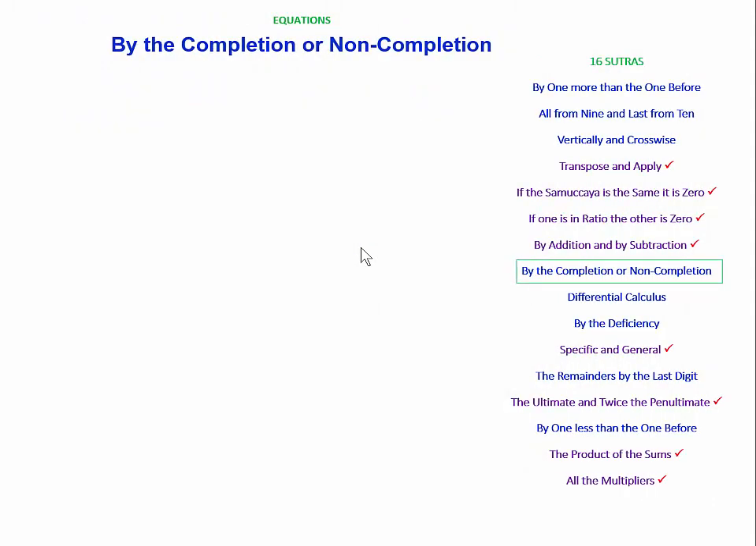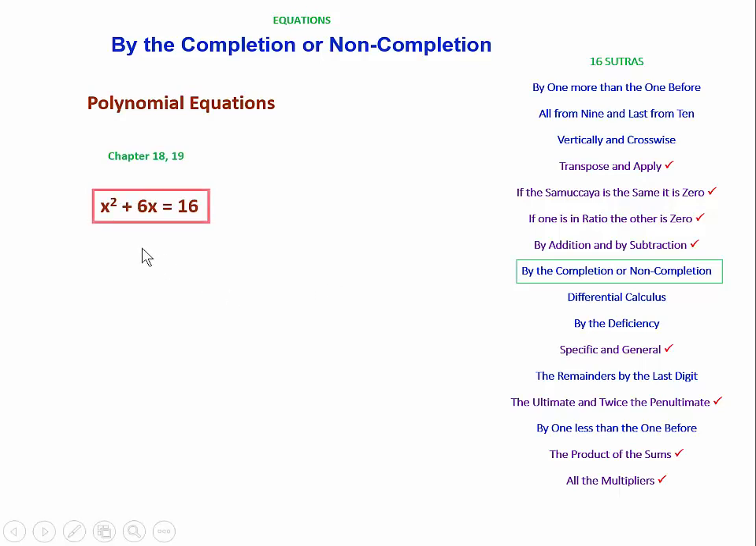By the completion or non-completion, Purana Puranabyam. Suppose you've got this equation here, x squared plus 6x equals 16. One way to solve it would be to apply the method of completing the square. This is well known, but it's just got a name here. It comes under the sutra by the completion or non-completion. And so we complete the square. We've got x squared plus 6x, and we know we will get those terms by expanding x plus 3 squared. We get x squared plus 6x. We also get a plus 9, which is cancelled out here. And so we can solve the equation like that.